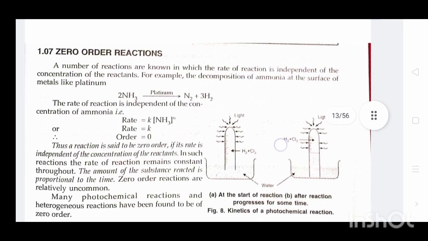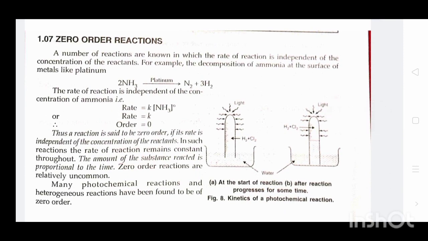Zero order reactions. A number of reactions are known in which the rate of reaction is independent of the concentration of the reactants. For example, the decomposition of ammonia at the surface of metals like platinum: 2NH3 in the presence of platinum gives N2 plus 3H2. The rate of reaction is independent of the concentration of ammonia. Rate equals K [NH3]^0, rate equals K, order equals 0.